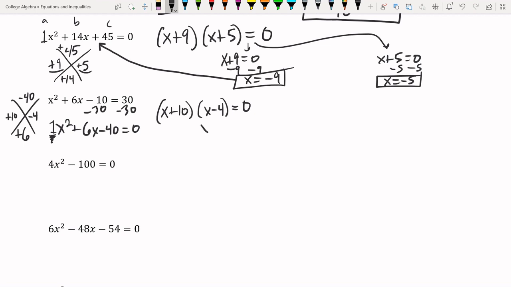And again, we have two equations we need to solve. X plus 10 equals 0, and x minus 4 equals 0. Solve those for x.